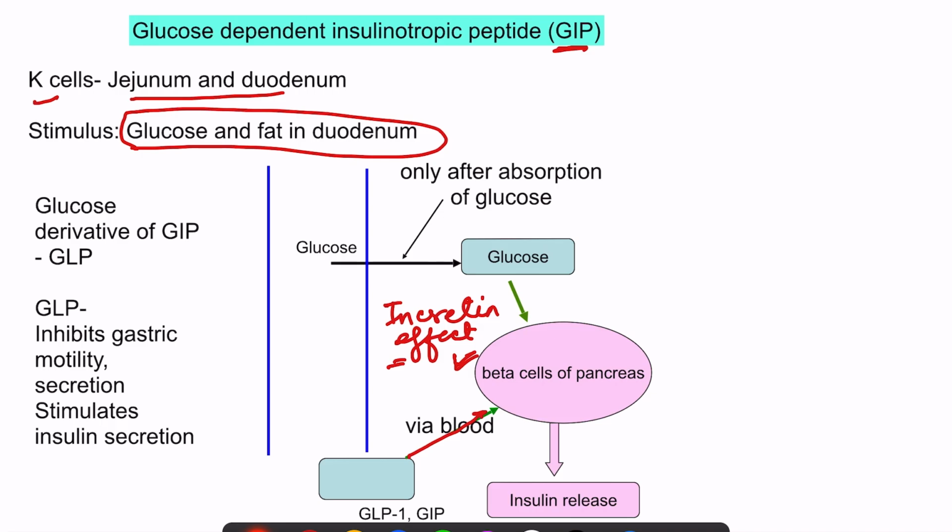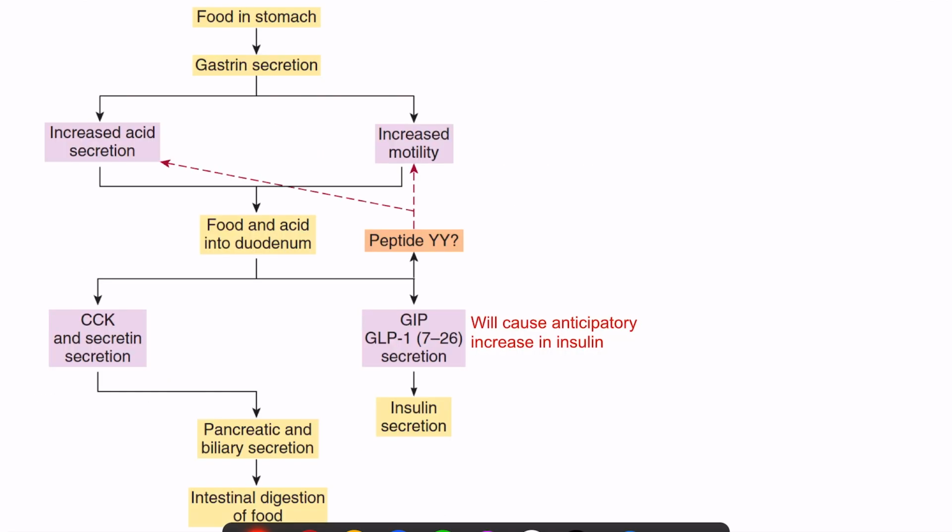And what is the other function? It inhibits gastric motility, as was its name before, gastric inhibitory peptide. It also inhibits gastric secretion, and very important, it stimulates insulin secretion.